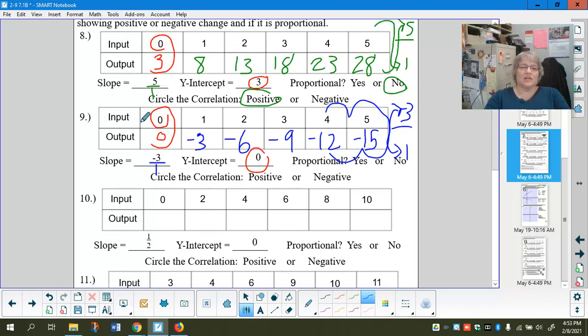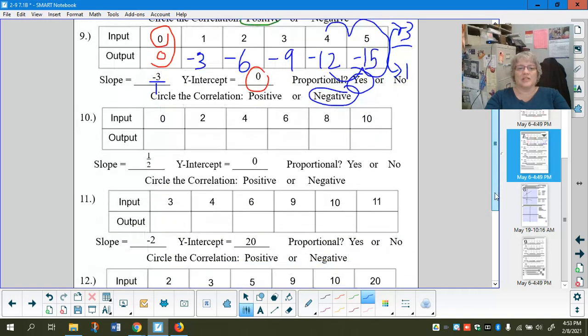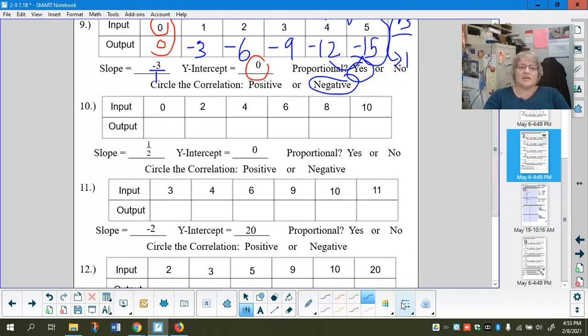Is it proportional? It goes through 0, 0. It goes at a steady rate. It's a downhill steady rate, but it's still steady. So yes, it's proportional. Is it positive or negative? It's going downhill. It's negative slope. Okay. Number 10. Do you want to push pause, try this one, and come back?